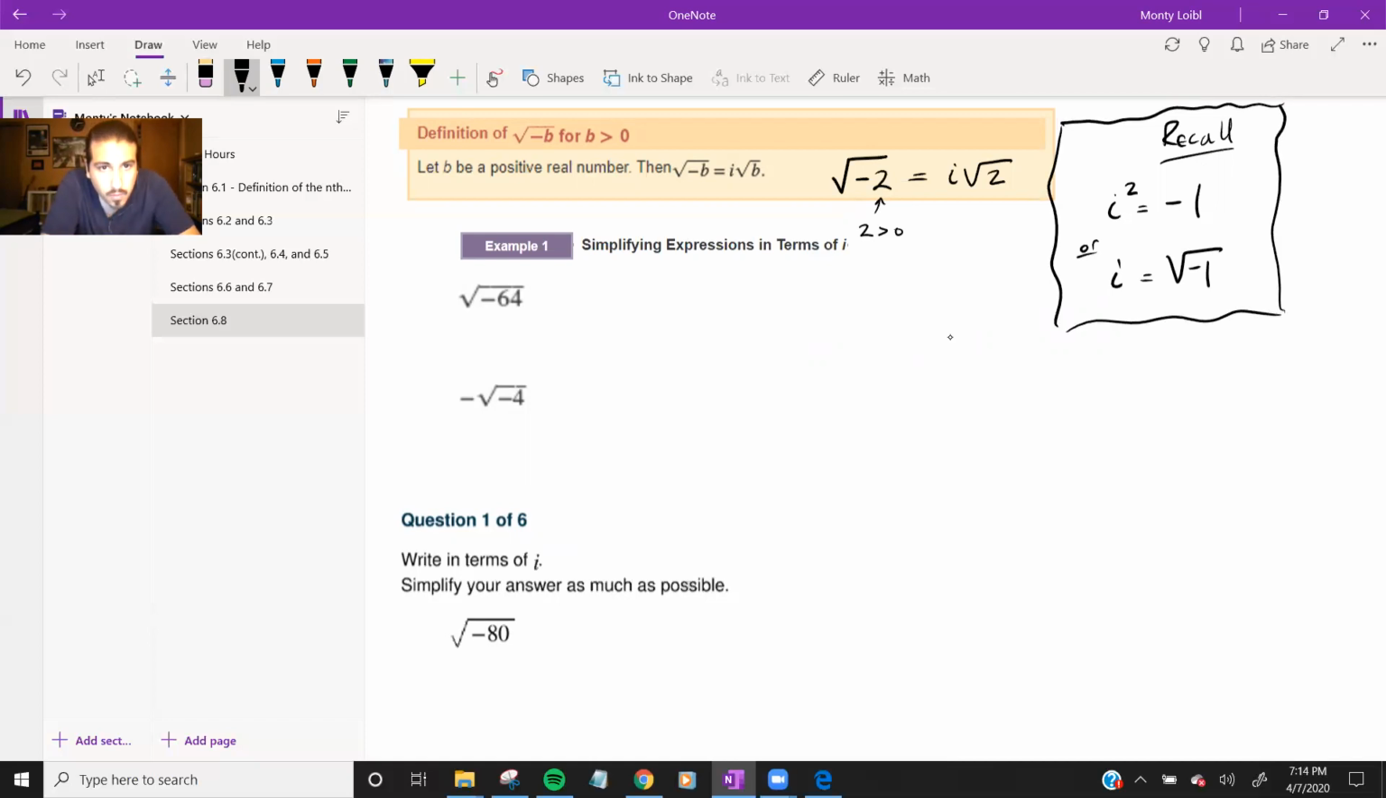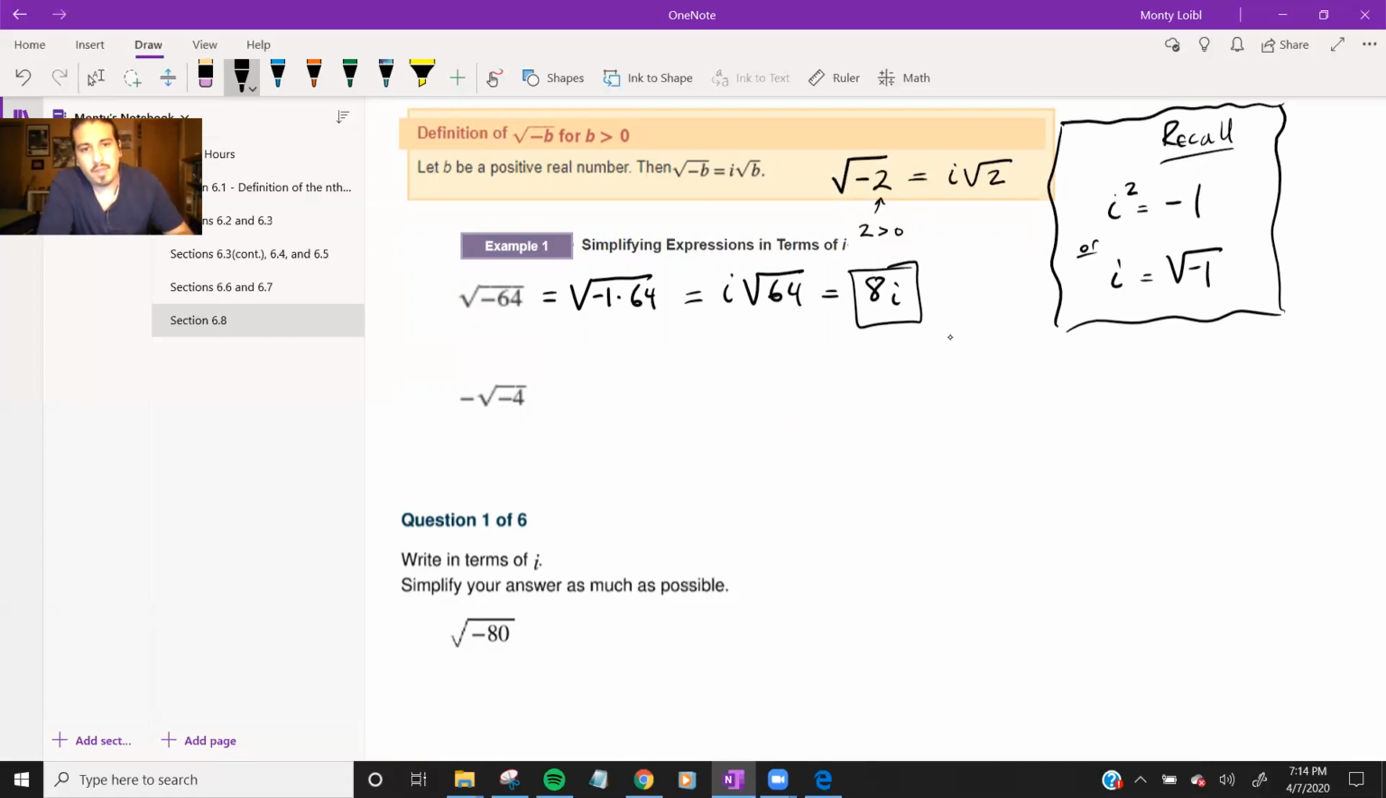Okay, so let's evaluate the square root of -64. How we can think about that is you can have the square root of -1 times 64. And then we know what the square root of -1 is. We've said that is i. So this is now i square root 64, and the square root of 64 is 8. So we're going to have 8i, like so.